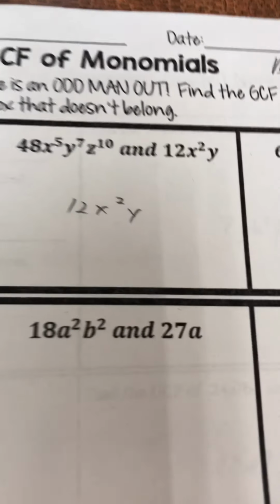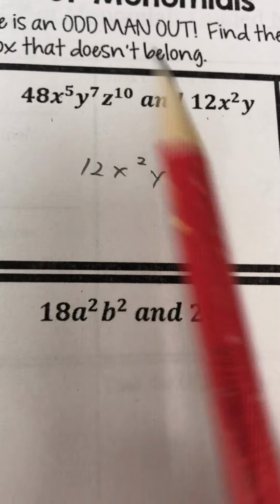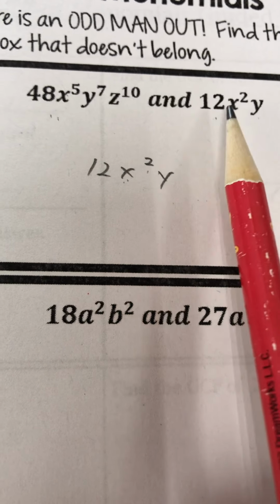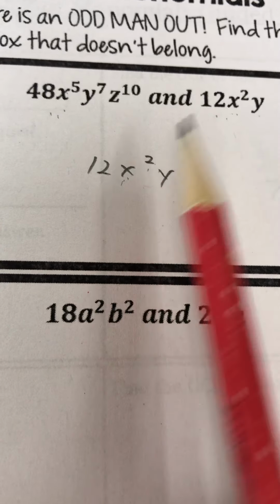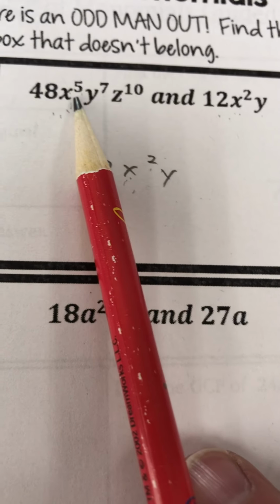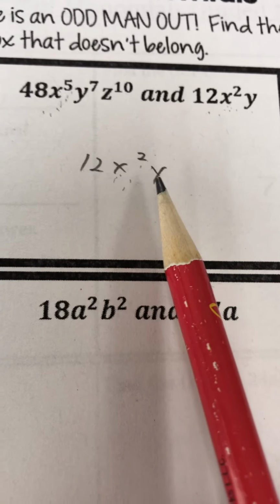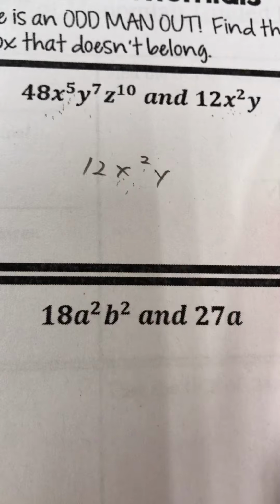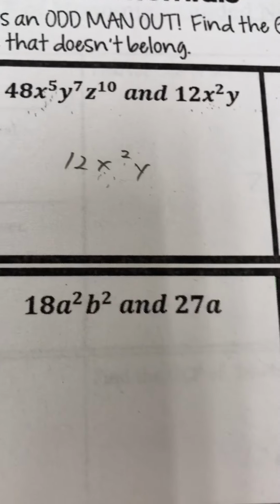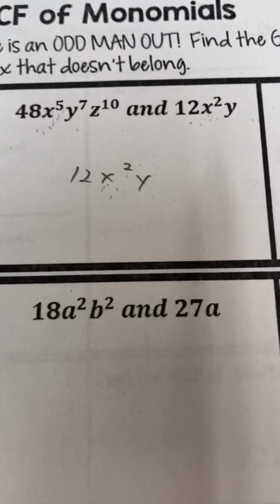Okay, same thing for this one. 12 goes into both, 12 and 48. 12 goes in once here, 12 goes in 4 times here. X squared goes into both of these x's. X squared goes into this once. X squared could fit in there a few more times, but at least I can get an x squared out of both of those. And a y. Notice there is no z in this one, so I can't list it in the greatest common factor of those monomials.